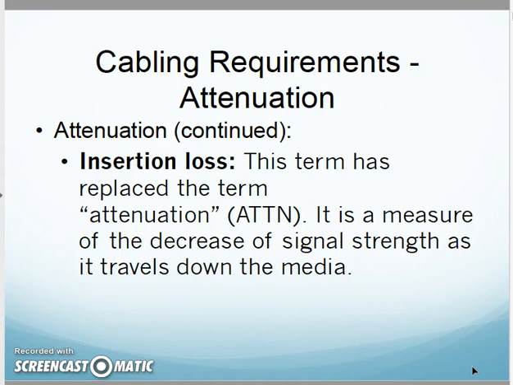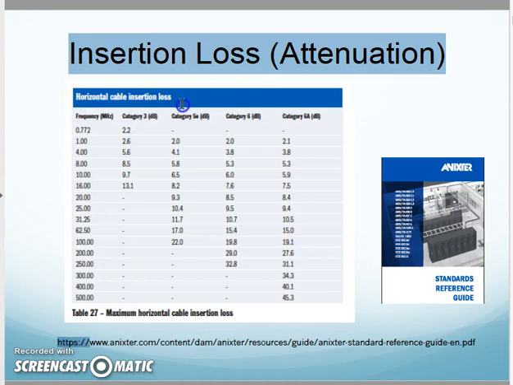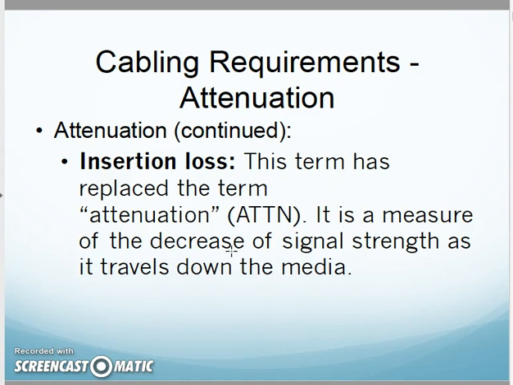It's a measure of the decrease of signal strength as it travels down the media. And if I look up the standard, I'm not going to see attenuation. I will actually see insertion loss. Here is something I grabbed out of our standard to show you for a horizontal cable run. They give us a maximum amount of signal loss that's okay for this cable run. They show you, with category 3, category 5, category 6, the higher frequencies that are used and what is allowed as far as signal loss. So just a heads up on that one. That's a more modern term.